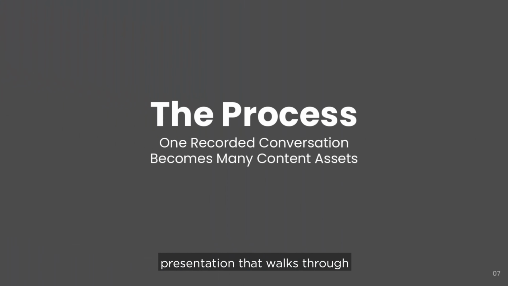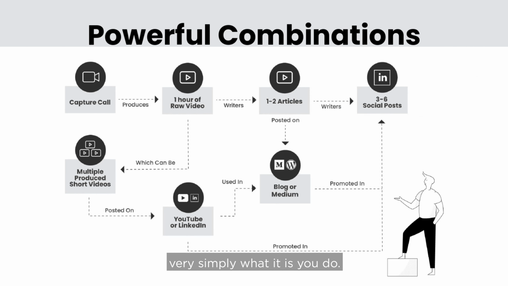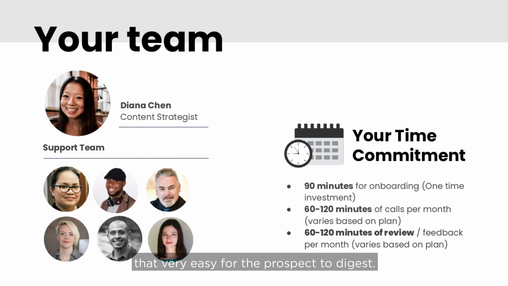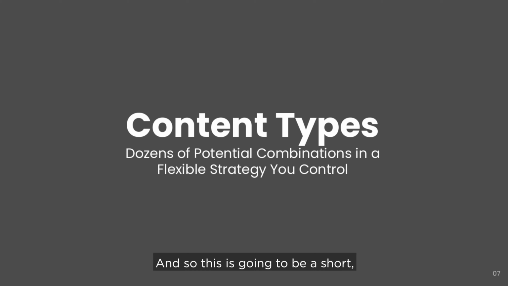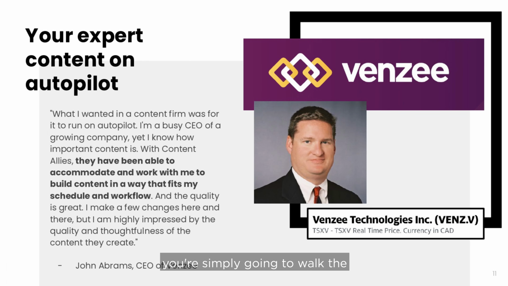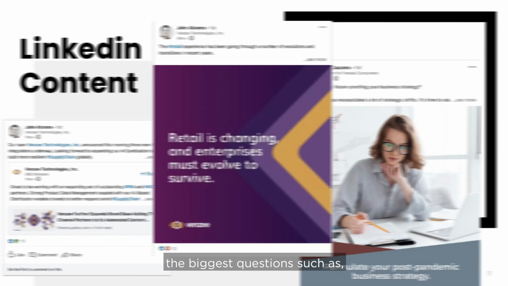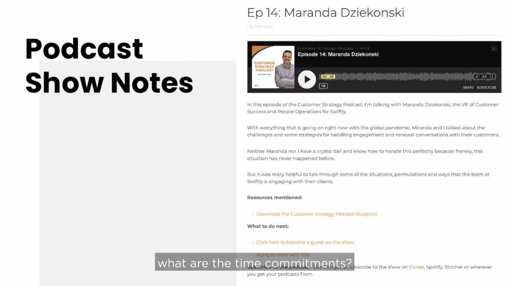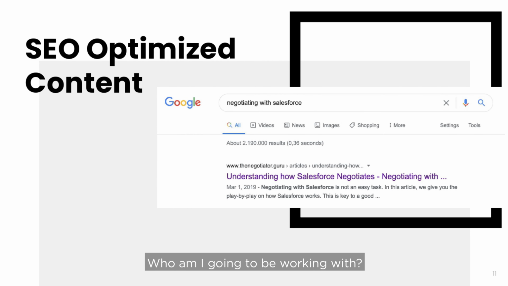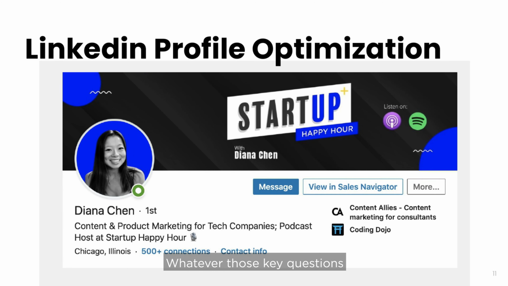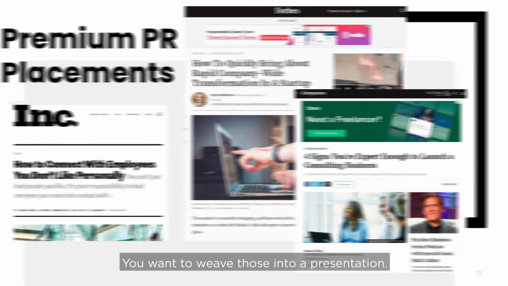This is where you put together a presentation that walks through very simply what it is you do. As much as you can, break this down into visuals without much text, so it's very easy for the prospect to digest. This is going to be a short, about 5-minute period where you simply walk the prospect through what you do. You're also going to talk a bit about the process and what they need to expect. You're going to answer some of the biggest questions, such as: What are the time commitments? Who am I going to be working with? What are my contacts going to be? Whatever those key questions are that often come up for you, you want to weave those into the presentation.